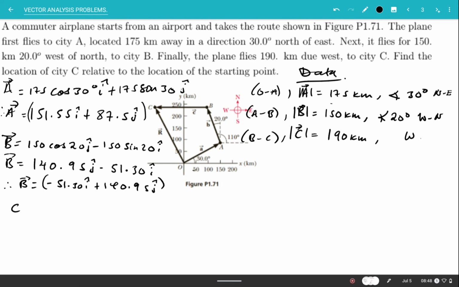Then finding the components for C. Now C is moving from B going toward C. This is only acting in the negative X. So you only have the X component, which is going to be minus 190 in the I. Then 0 in the J. So all we're supposed to do now is to sum up these components. So find the sum of the I components. These are not forces, they're kilometers.